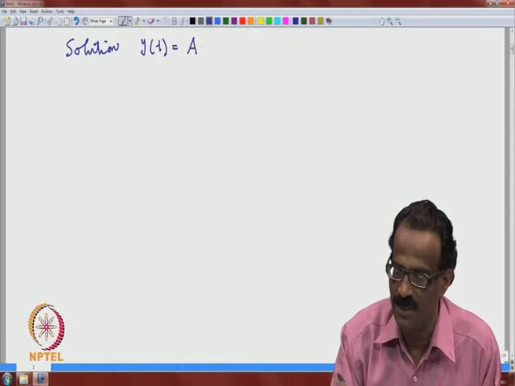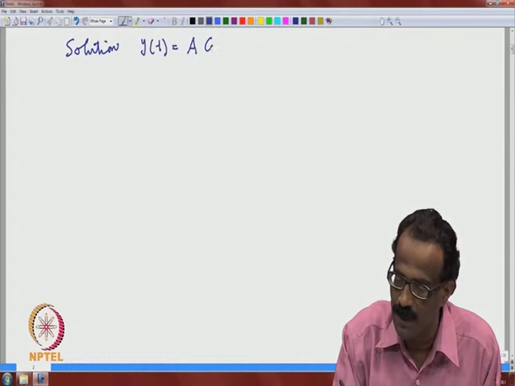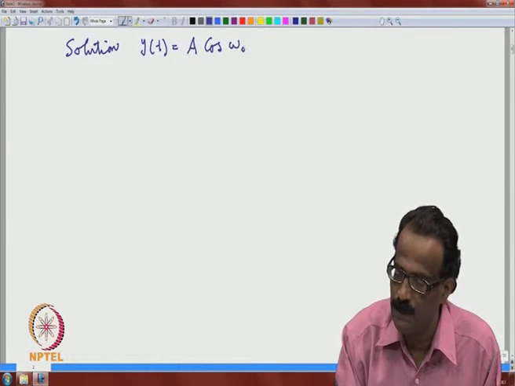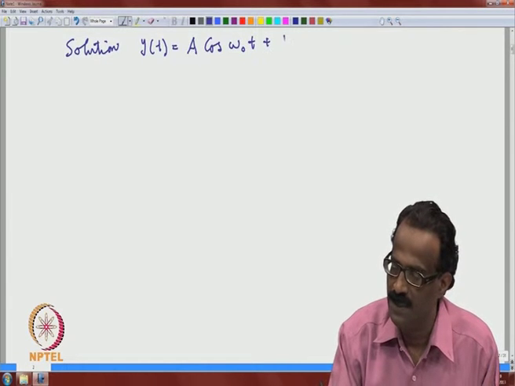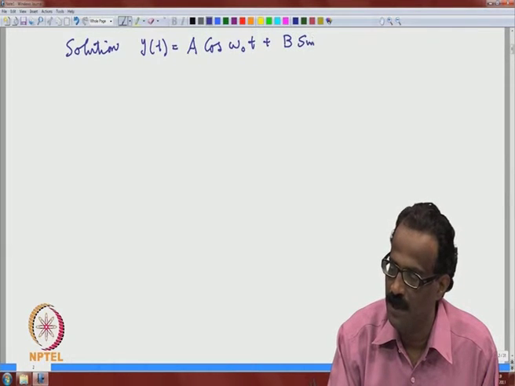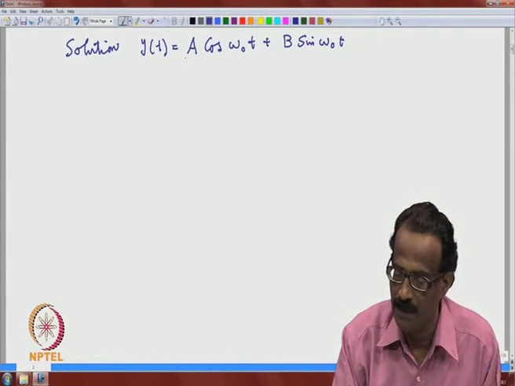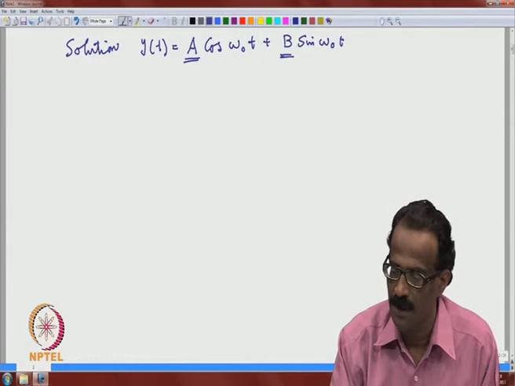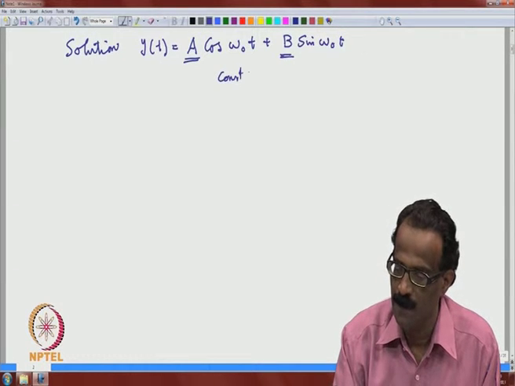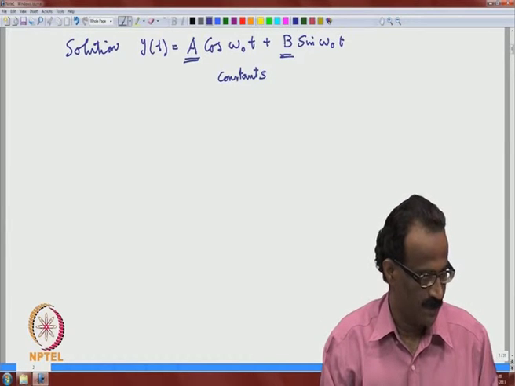So, for a second order equation, there will be 2 solutions. The solution will be a cos omega naught t plus b sin omega naught t, where a and b are constants, arbitrary constants we call them. So, it is a general solution.